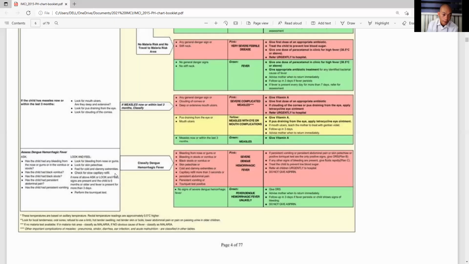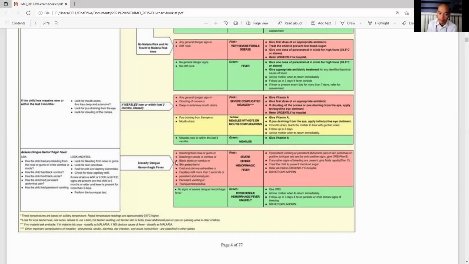Ask, look, and feel. Signs are present. If none of the above, ask or look and feel. Signs are present and the child is 6 months or older and fever is present for more than 5 days. Okay? Then perform the tourniquet test. Tourniquet test, put a tourniquet on the arm of the child. What will happen? Petechiae will come out kasi nagra-rupture yung mga blood vessels because of the tourniquet. Okay? If yes, classify as dengue hemorrhagic fever.